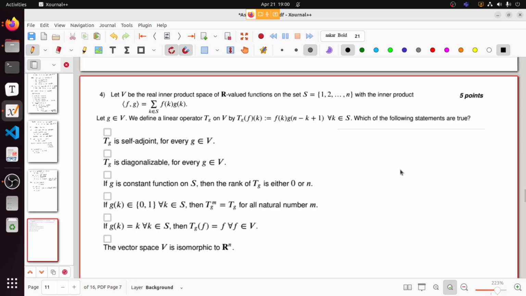Okay, it is saying that V is a real inner product space of R-valued functions on the set S equals 1 to n, with the inner product defined as there, and let g belong to V. We define the linear operator Tg on V. Tg of f evaluated at k is f(k) times g(n minus k plus 1). Then which of the following statements are true? First one is Tg is self-adjoint for every g belonging to V. So for that we have to compute the adjoint of Tg.